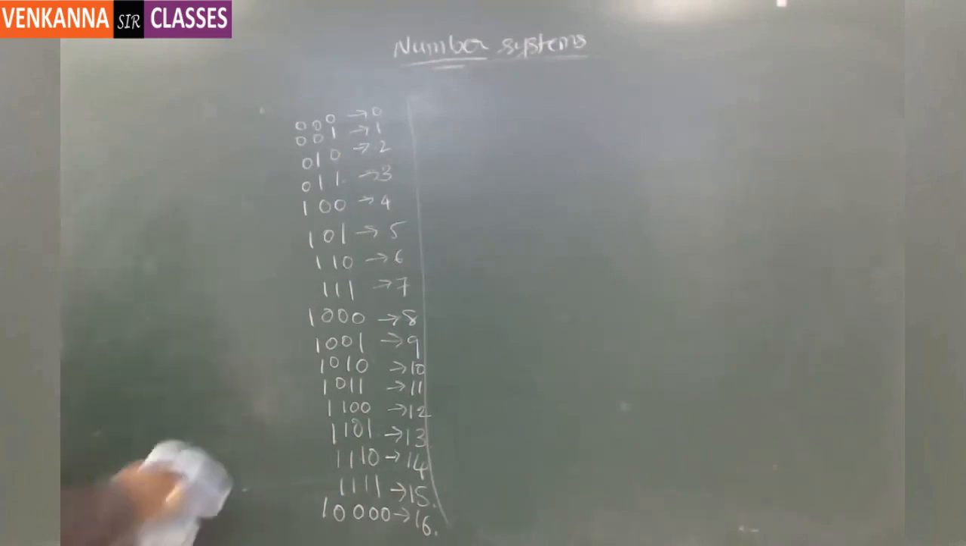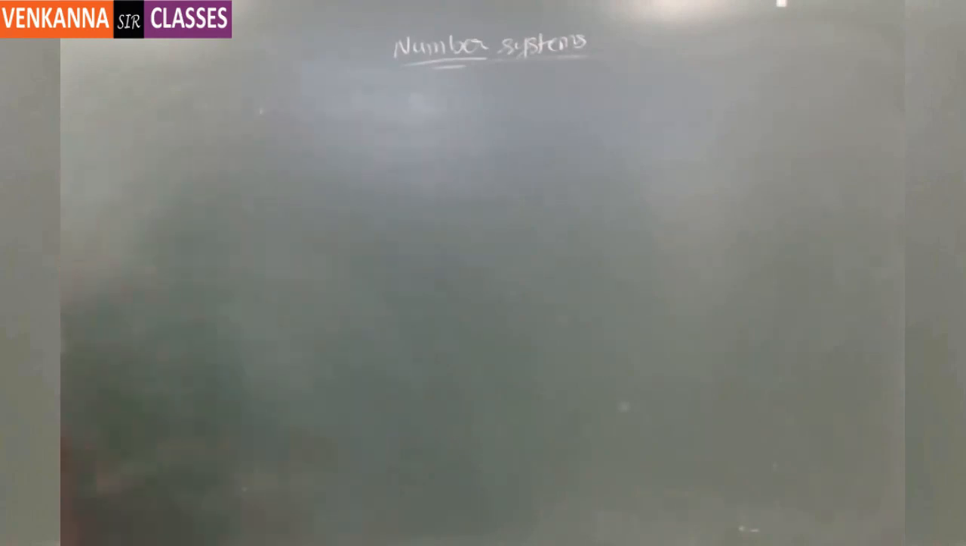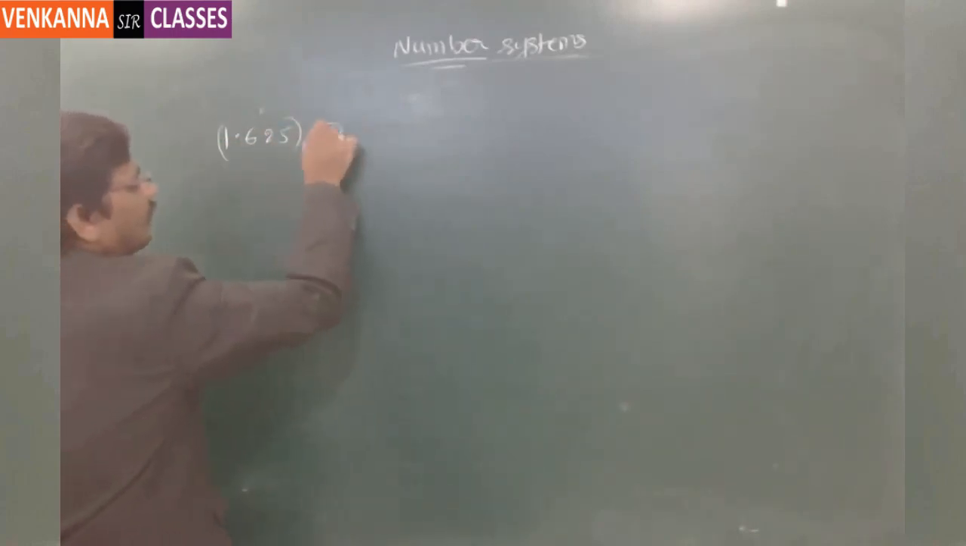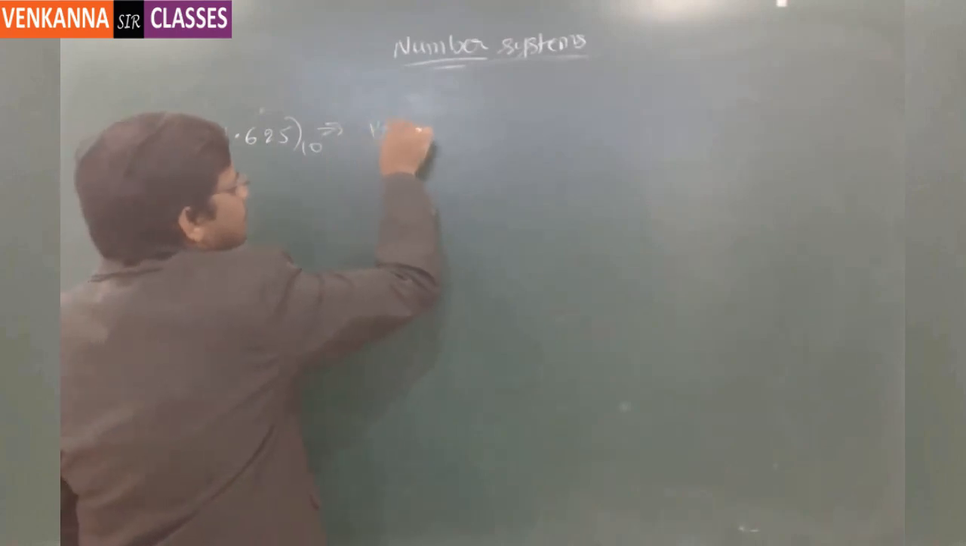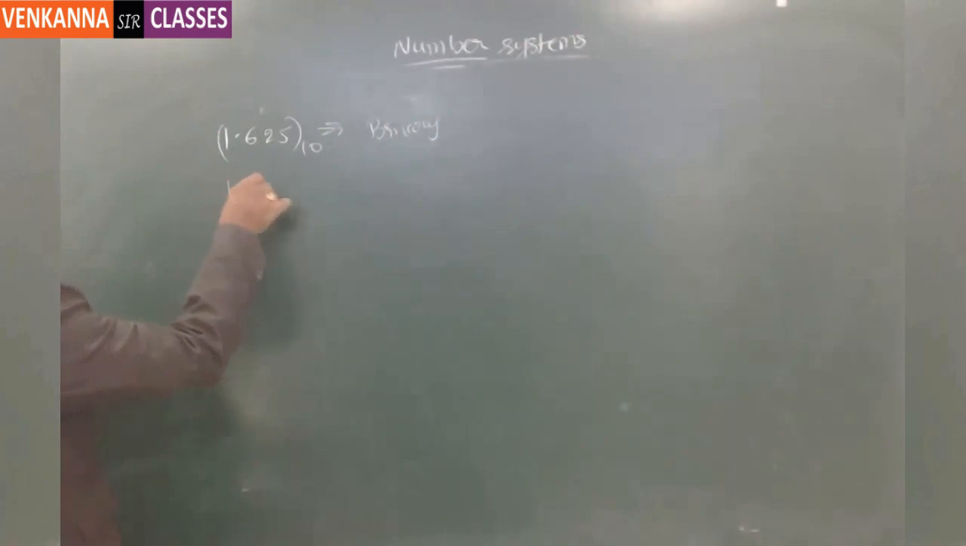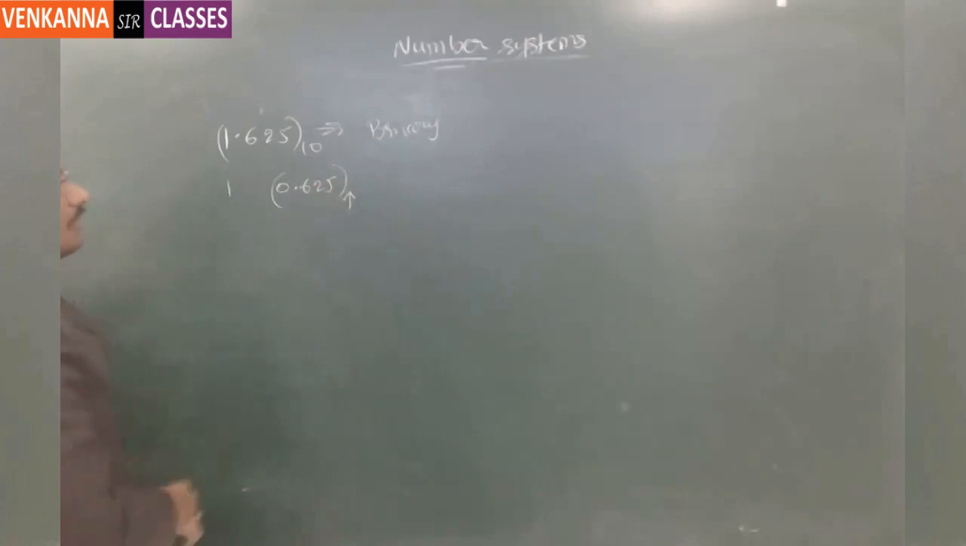Okay, so now if you want to convert a real number, suppose I wanted to convert 1.625, let's say 10.625, into binary. While converting this to binary, you need to separate the integer part and the fractional part, 0.625, and follow a different procedure for each.